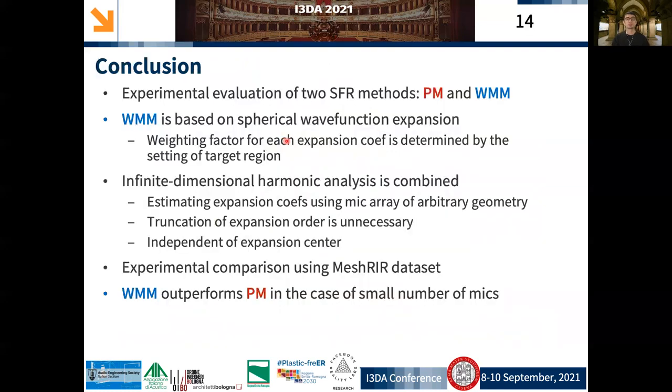So we conclude this talk. We have shown experimental evaluation of two sound field reproduction methods, pressure matching and weighted mode matching. WMM is based on the spherical wave function expansion. And we also combined the infinite dimensional harmonic analysis with WMM. The experimental result indicated that WMM outperforms PM when a small number of microphones are used.